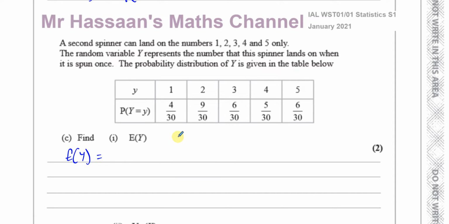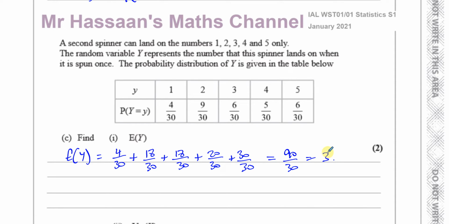So 1 times 4 over 30, which is 4 over 30, plus 2 times 9 over 30, which is 18 over 30, plus 3 times 6 over 30, which is also 18 over 30, plus 4 times 5 over 30, which is 20 over 30, plus 5 times 6 over 30, which is 30 over 30. If we add all of these together, we get 90 over 30, which equals 3. That's the expected value of y. So E(y) equals 3.